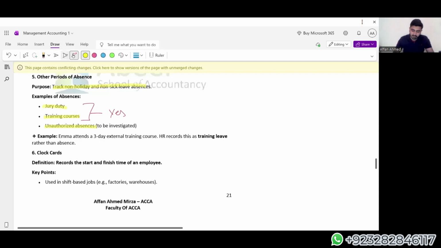Example: Emma attends a 3-day external training course. HR records this as a training leave rather than absences. For a training leave, obviously we have to pay the employee, but for other kinds of absences, we are not going to pay them. Now, clock cards.